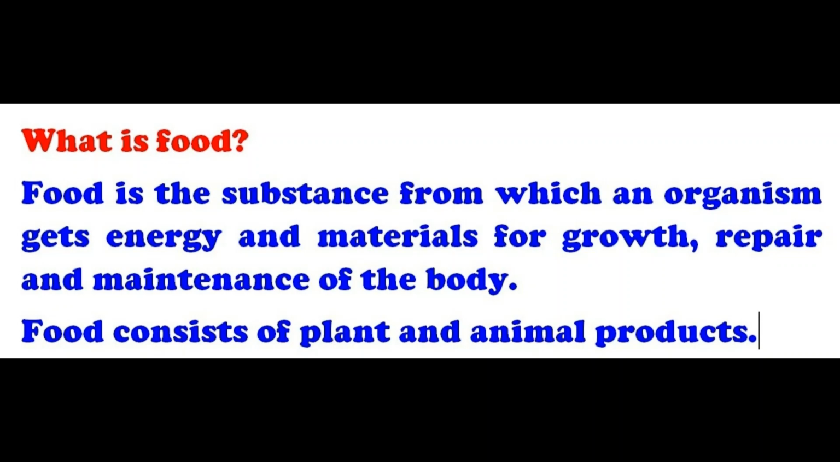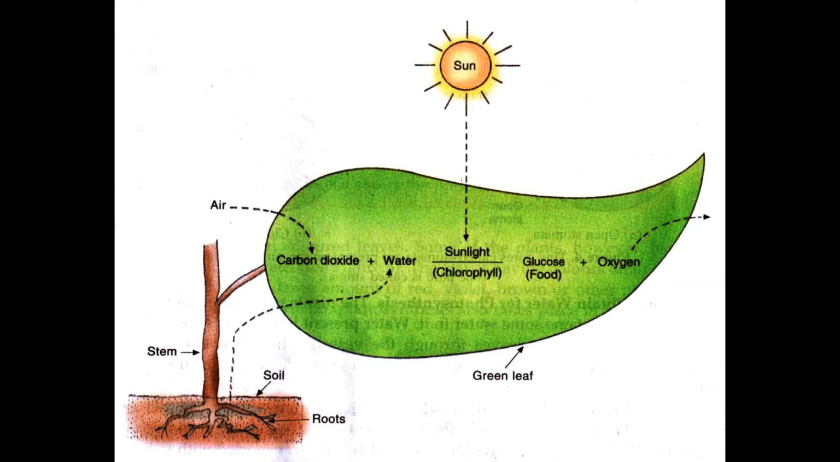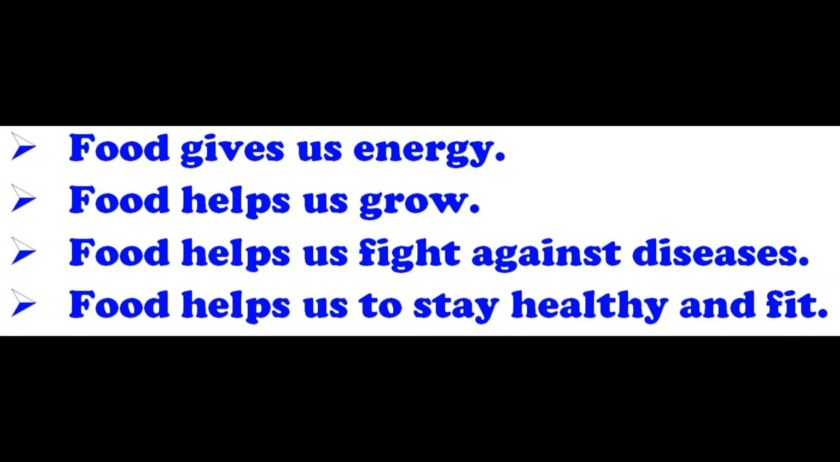But before that, look at this picture of photosynthesis. You have read in the previous classes that photosynthesis helps the green plants to make food. They are the only food makers in this world. What we do is we produce plants which can be used as food. What does food do? Food gives us energy. Food helps us grow. Food helps us fight against diseases. Food helps us to stay healthy and fit.